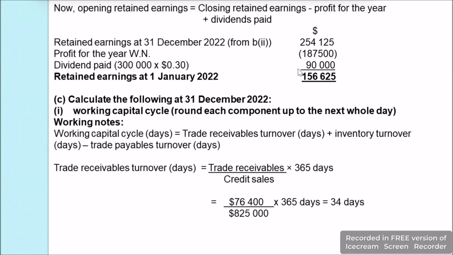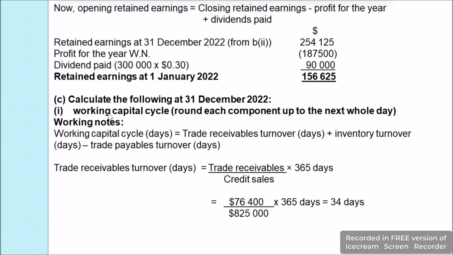So when we add and subtract, we get the retained earning at the 1st January 2022, which will be the opening retained earning, because this is the beginning of the year. So it will be $156,625. In part C, we are asked to calculate the following at 31st December 2022.